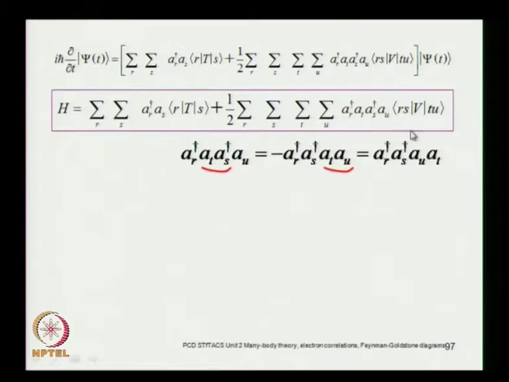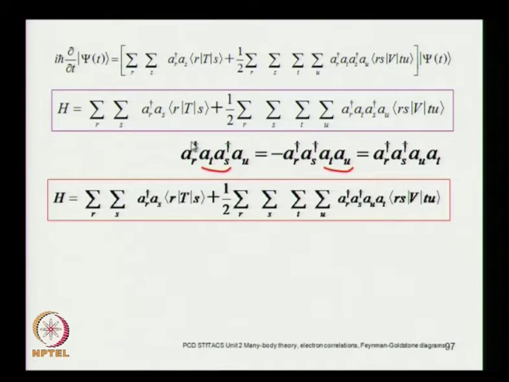Now, we can write these in a slightly different order, because you can move At to the right of As dagger, but then you pick up a minus sign, and you can move At further to the right of Au, and again it will pick up a minus sign, so it will become plus. So, the original ordering Ar dagger At As dagger Au becomes Ar dagger As dagger Au At. So, you can rewrite this Hamiltonian in terms of this Ar dagger As dagger Au At instead of Ar dagger At As dagger Au.